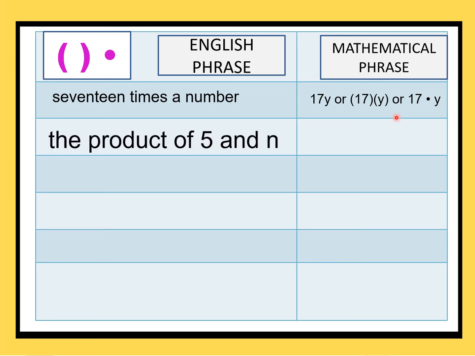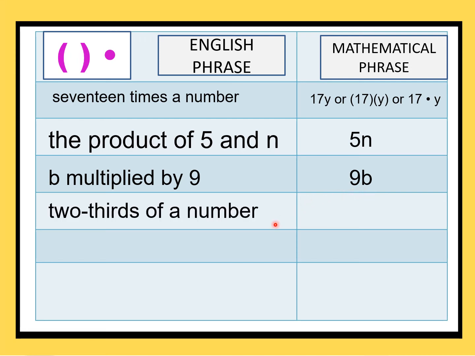Number 2, we have the product of 5 and n. So, this will be 5n. Next, number 3, b multiplied by 9. So, the mathematical phrase is 9b. Okay, in multiplication, nauna nating sinusulat yung number kesa yung sa letter.